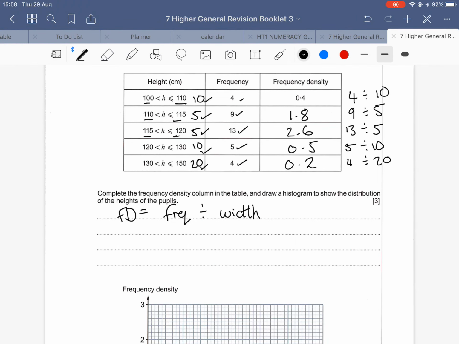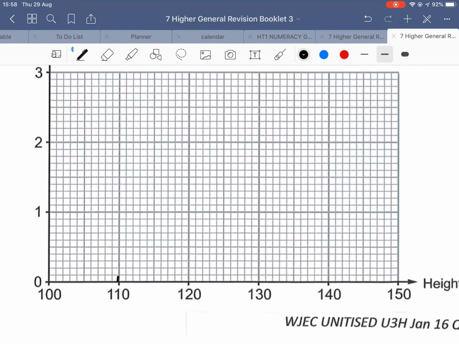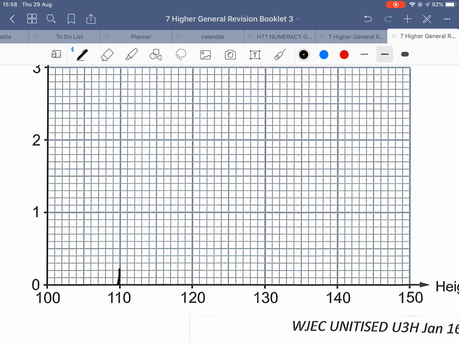Now your histogram, or frequency density diagram. They're like bar charts, but with different widths. So keep your widths. From 100 to 110, you go up to 0.4. Each square is 0.1. Let me zoom in a little bit. So 1, 2, 3, 4. So that one's going to be there. You don't have to colour them in, but you can if you want to.